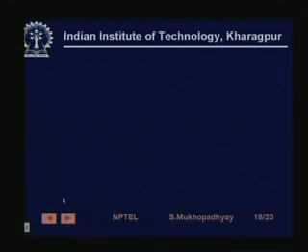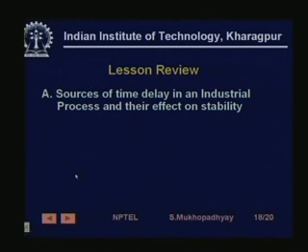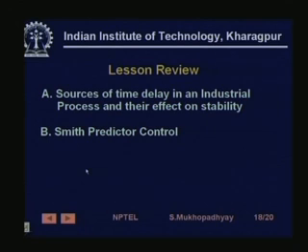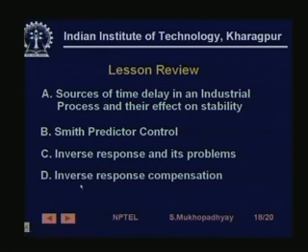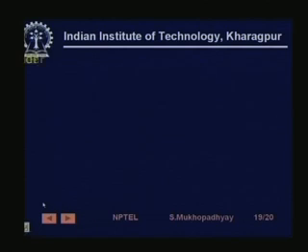So this is the approach taken for non-minimum phase systems. We are now coming to the end of the lecture and we have to quickly review the lesson. First, we saw the sources of time delays and their effects on stability, and then we saw a way of controlling by Smith predictor control. We did exactly the same thing for inverse response. We saw how inverse response arises in a process and its problems, and finally we saw a way of inverse response compensation. To end the lecture, we have, as usual, some points to ponder.